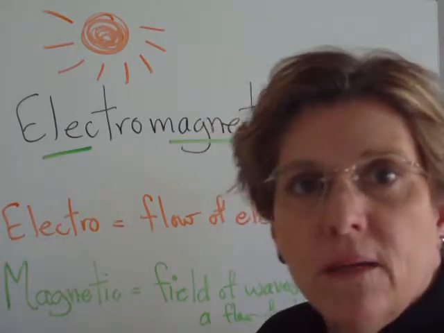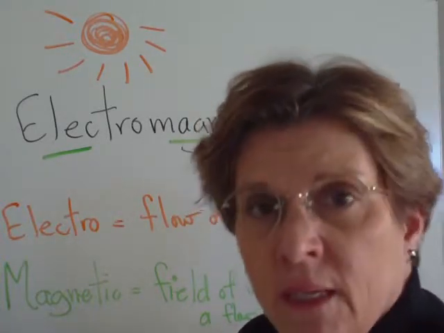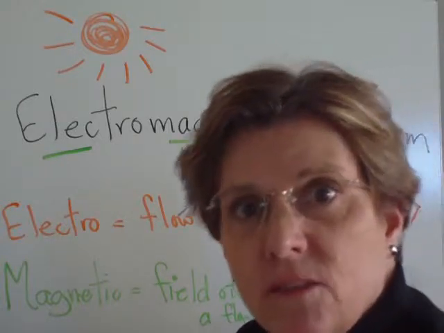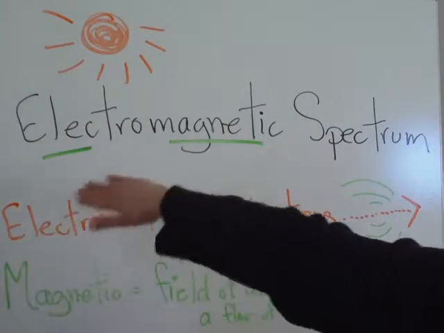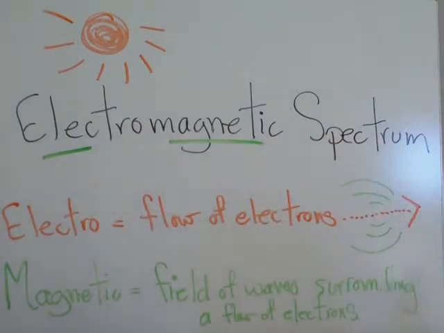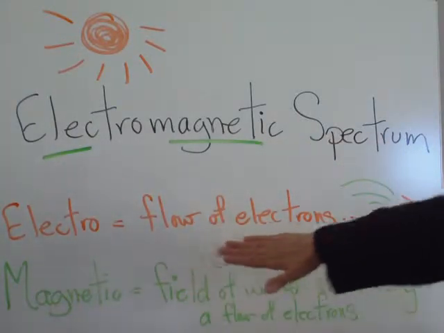I would like to talk to you about the electromagnetic spectrum. The electromagnetic spectrum is the energy that comes from the sun. Here we have our sun. Electromagnetic spectrum. Electro means flow of electrons.